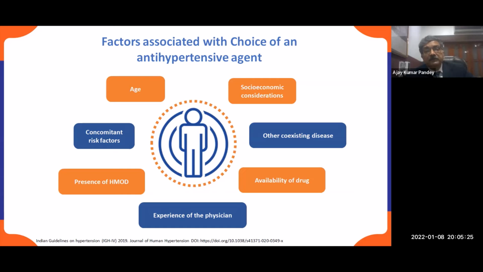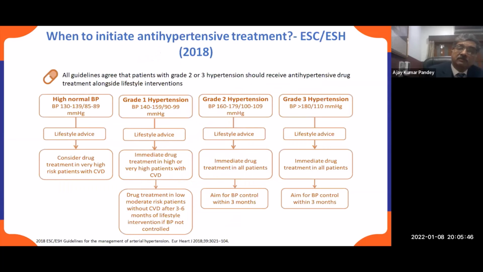Socioeconomic considerations: ACE inhibitors and ARBs are costly drugs. Beta blockers, calcium channel blockers, and diuretics are still the cheaper medications. And with the Pradhan Mantri Jan Aushadhi Yojana, many of our patients are getting very cheap drugs and you can prescribe them for lifelong. Then there is the experience of the physician; the more you become experienced in using the drug therapy, the more skilled you will be.